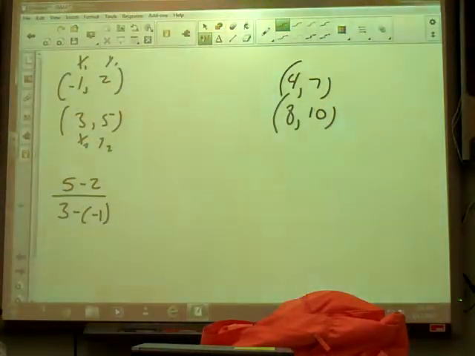Okay, 5 minus 2, 3 minus -1. So that line has a slope of positive 3/4.